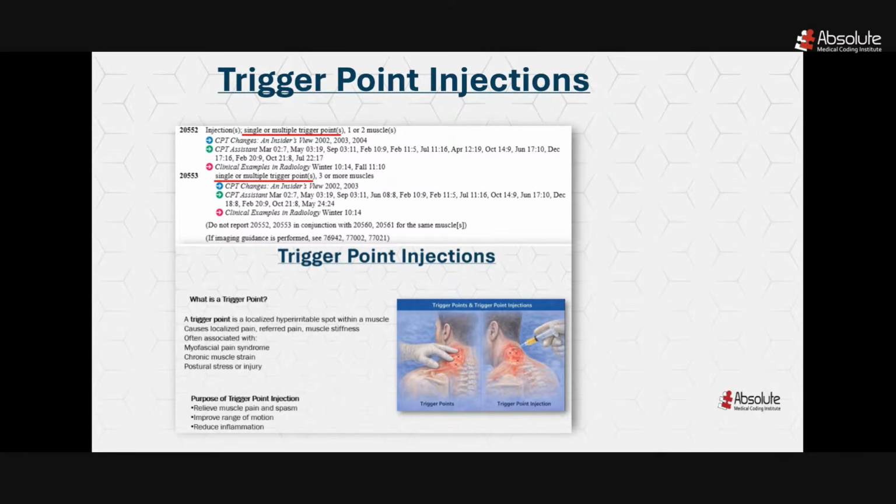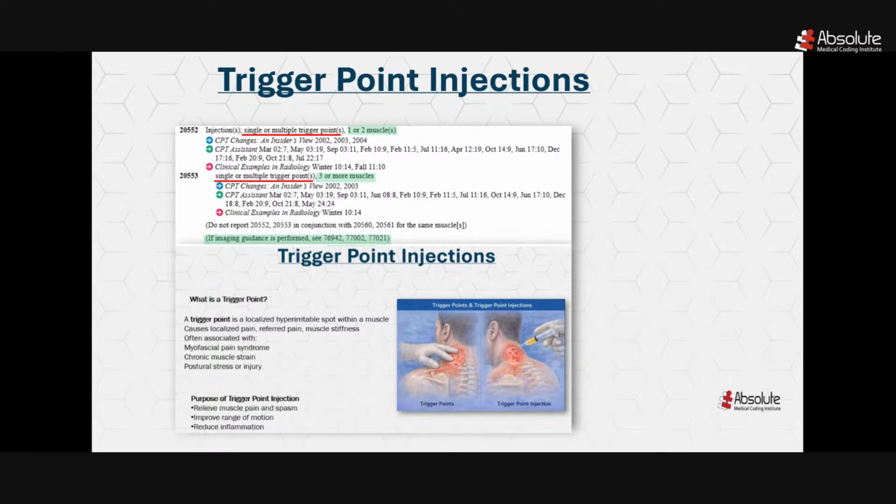And trigger points can cause local pain, referred pain. So what's referred pain? Referred pain means the pain that shows up somewhere else. All right. And we have muscle stiffness associated with these trigger points as well. So often trigger points are associated with things like myofascial pain syndrome, chronic muscle strain, etc. And trigger point injection is given, as you all know, to relieve the muscle pain and spasm, also to improve the range of motion and to reduce the inflammation.